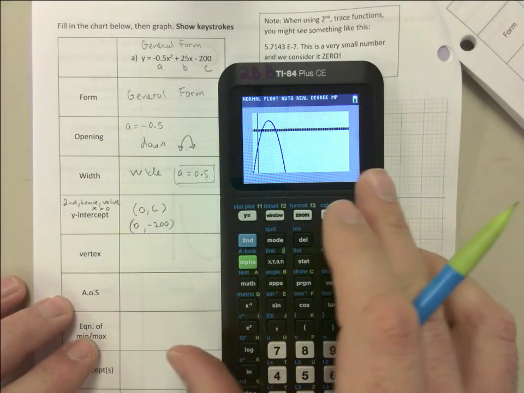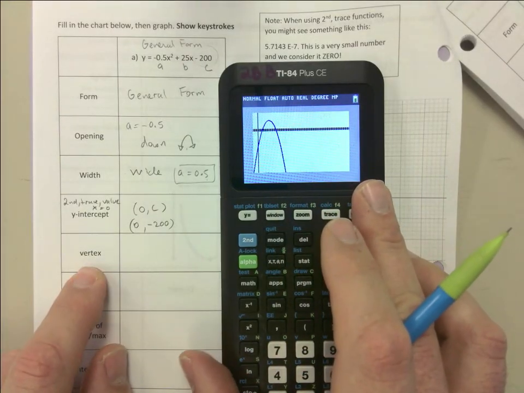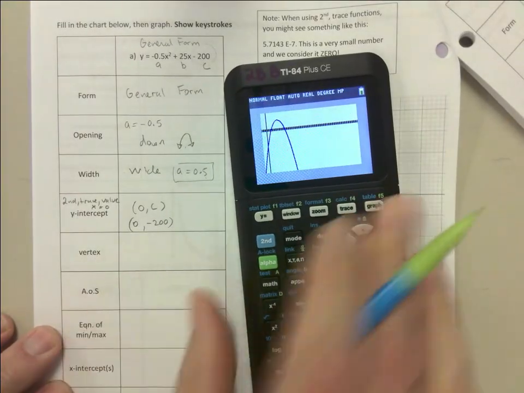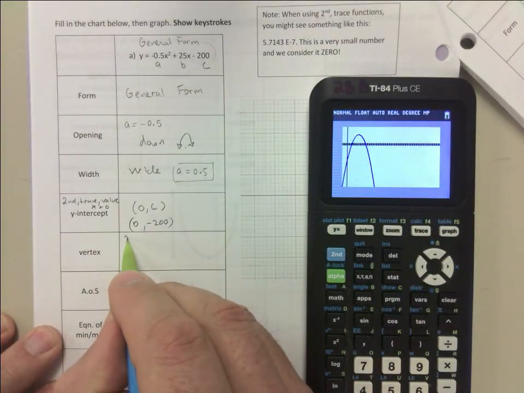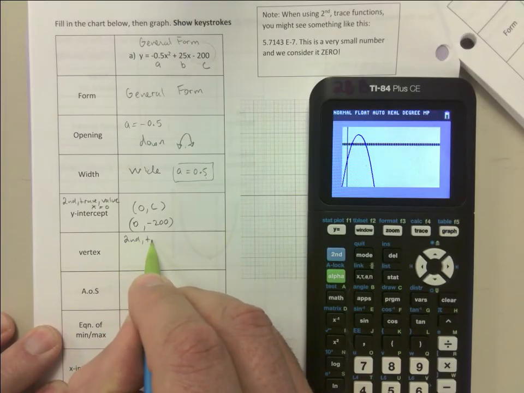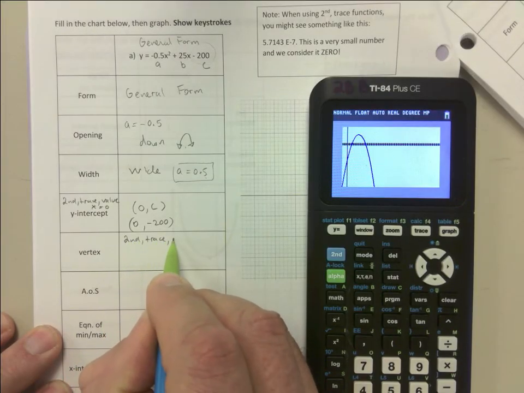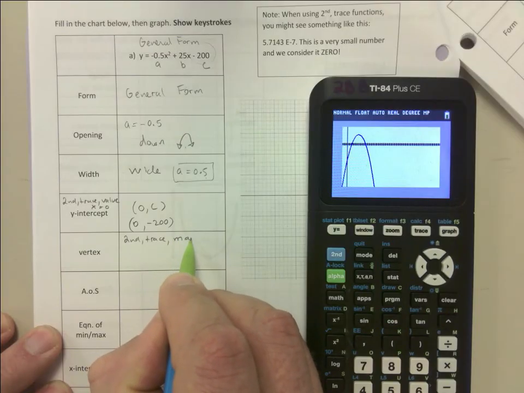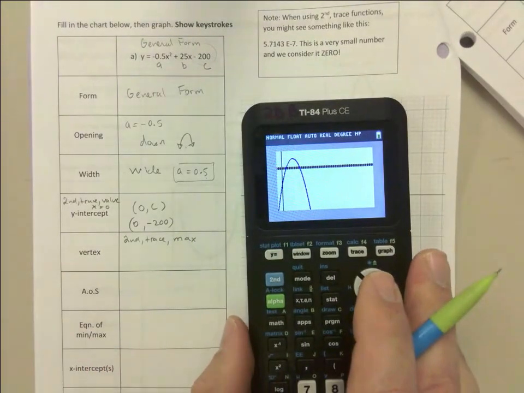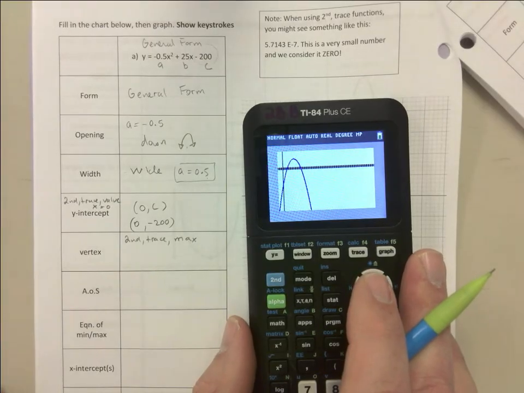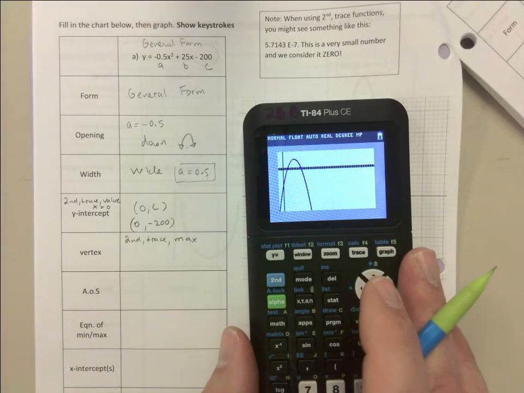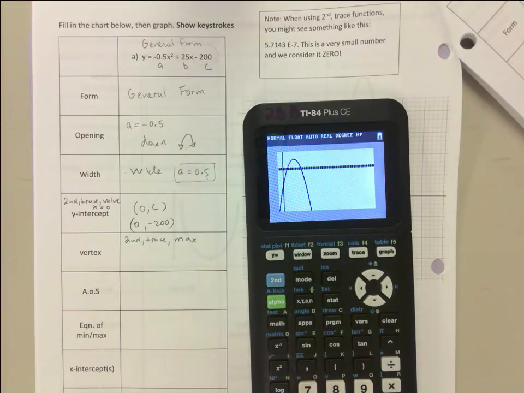Okay? Let's find the vertex. Okay? So I want you to do the keystrokes here. This is a second trace what? Min or max? It's a max, yeah. I'm going to let you do it, okay? So you go ahead and find it before I get to it. Beat me to it.